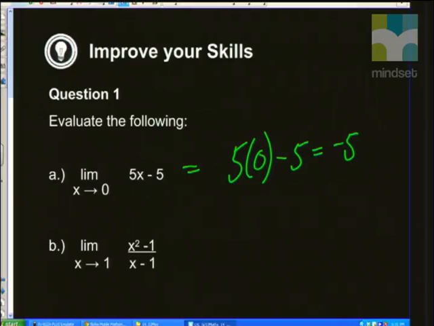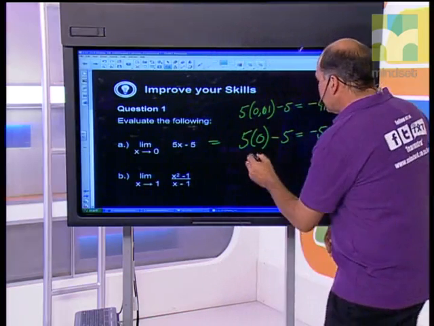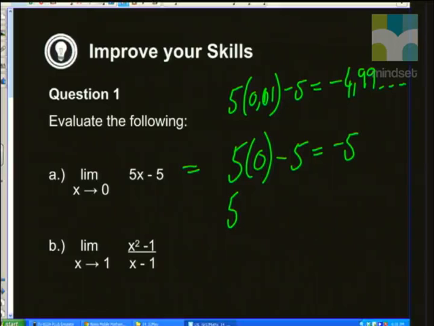If I wanted to test it, I could take values a little bit before 0. So I could take 5 times 0.1, or 0.01, minus 5 and see what I'm going to get to. And it's quite a nice exercise in calculation. You'll get an answer here of minus 4.99 and so on. Something like that.